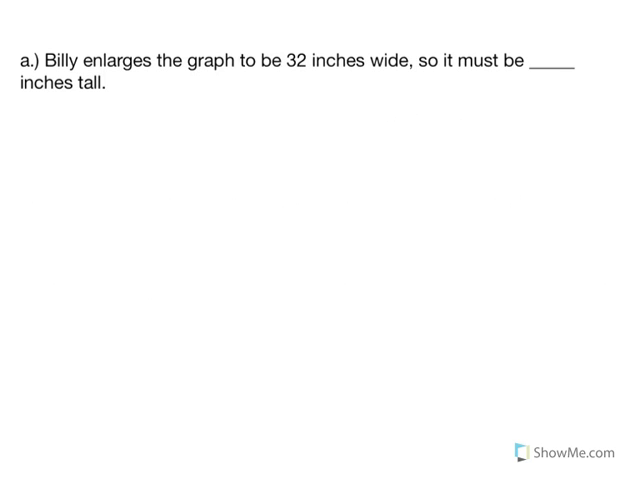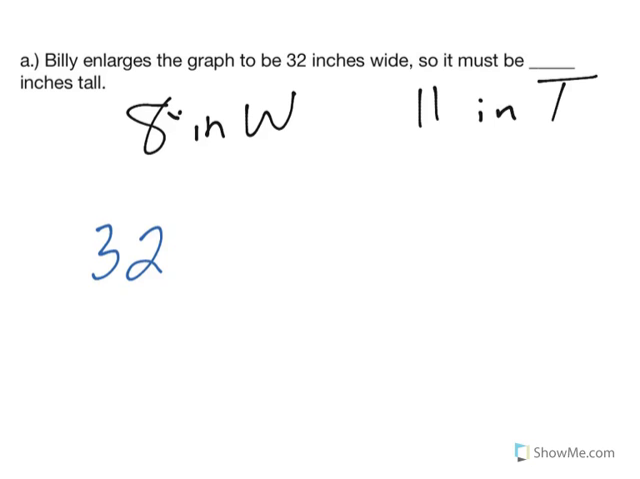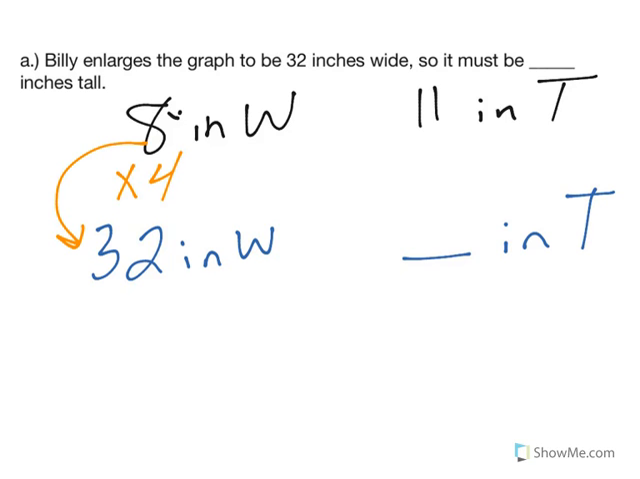So, first problem. Billy enlarges the graph to be 32 inches wide. Okay, so let's remember, the graph starts 8 inches wide and 11 inches tall. He wants to make it 32 inches wide, so we're trying to figure out how many inches tall. Okay, think about it. From 8 to 32, what did he multiply by? Well, 8 times 4 is 32.